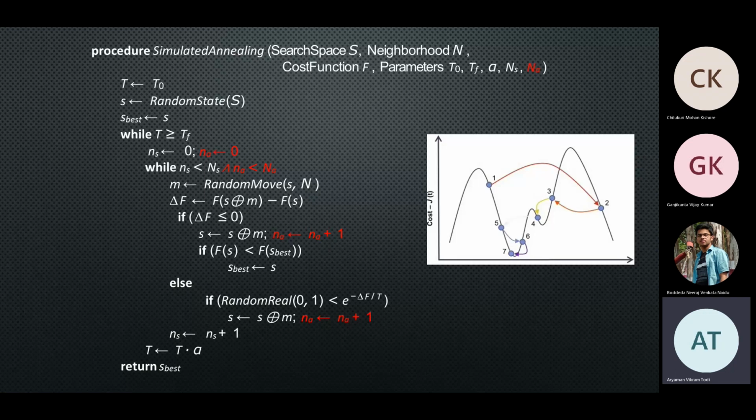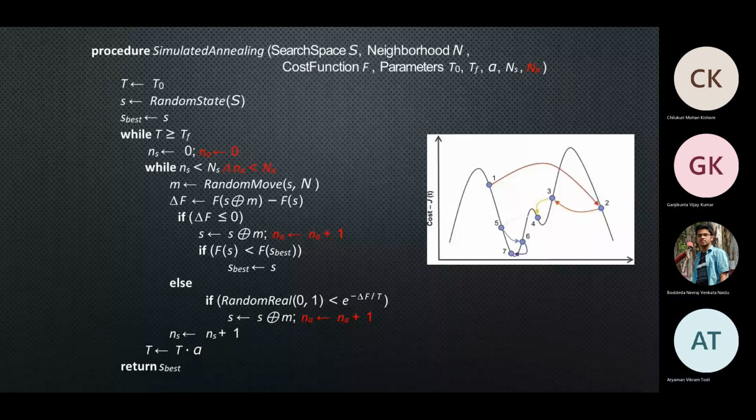But if that change is positive, it means we are going to a higher energy solution. We will not abandon that state, but we will still make that move with a probability equal to e to the power minus delta f by t. As the temperature decreases, we become more conservative, and the probability of locally bad moves becomes lower. Typically, the temperature is decreased as the algorithm runs longer.